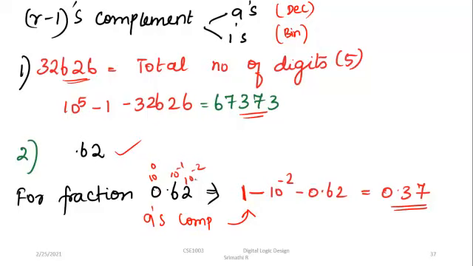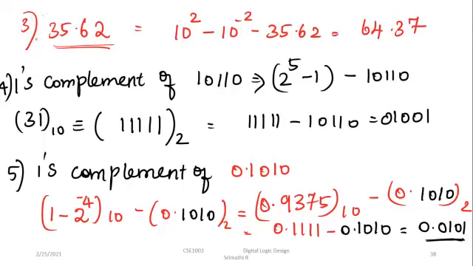1 minus 10 power minus 2 minus the given number, whereas here I'm having 2 digits. This is 10 power 2. Yes, 10 power 2, and then this will be 10 power 2 minus 10 power minus 2 minus 35.62.